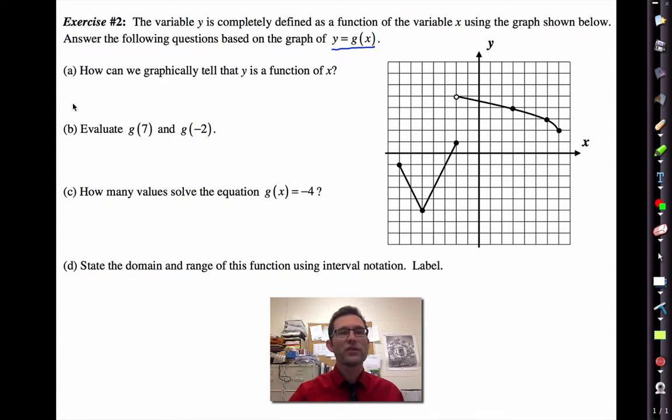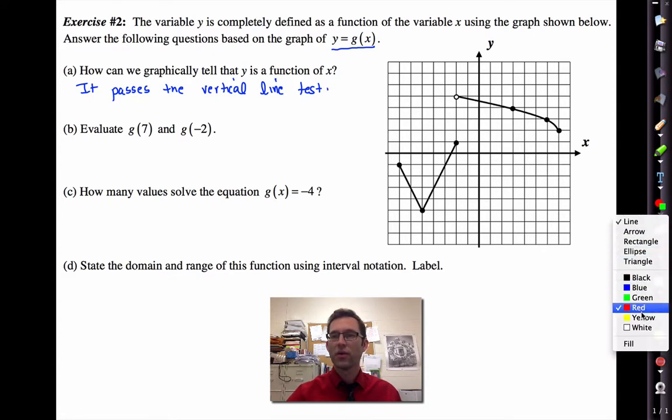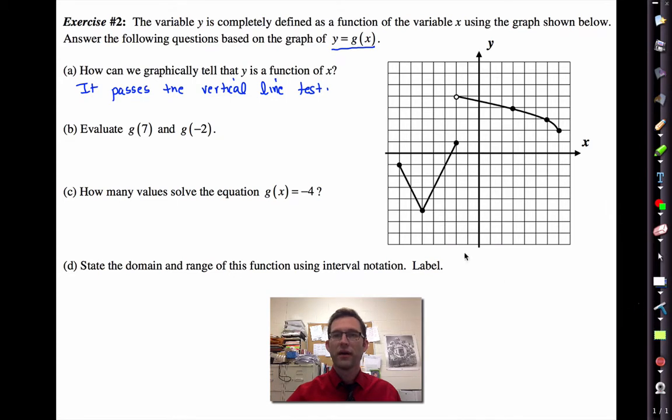All right. Well, the quick check is that it passes the vertical line test. All right, and what was the vertical line test? The vertical line test was that if we took any vertical line, here, let me go with something red, and we drew any vertical line, then that line hits the graph at most one time. So any of these vertical lines I draw are going to hit the graph only once, all right?